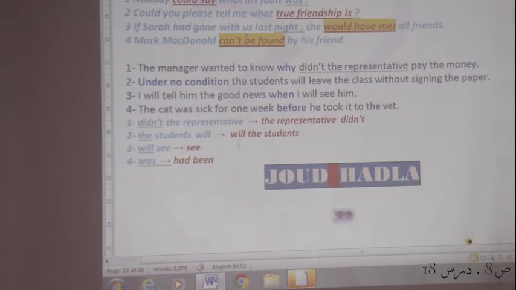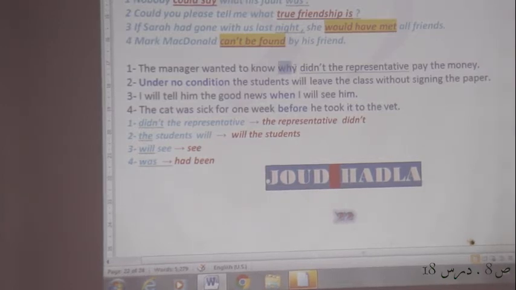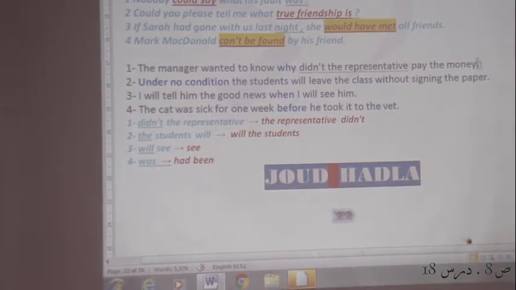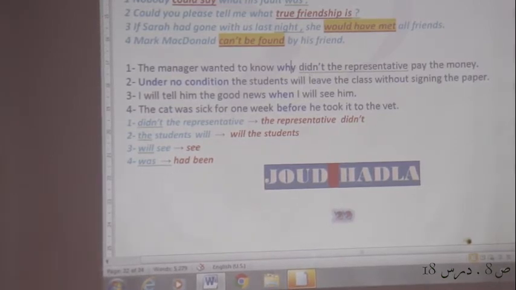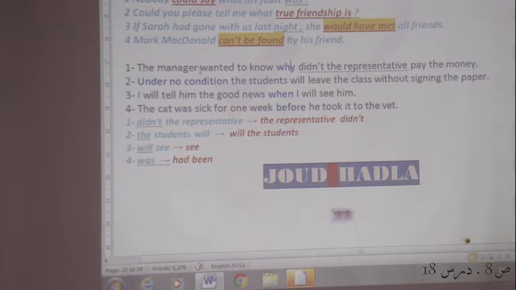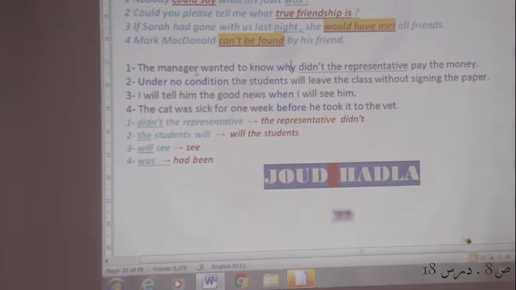Now the next one. The manager wanted to know why. Here "why" is not used to make a question, and here we have a full stop at the end of the sentence. So we don't invert. So the manager, okay? The manager wanted to know why.